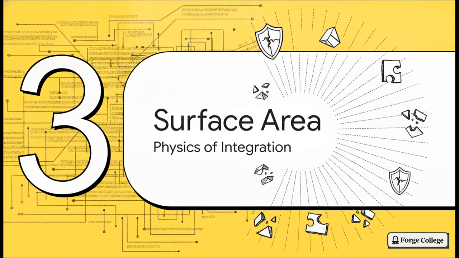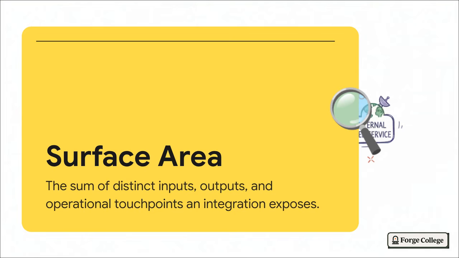Let's talk about the physics of integration. So whenever you expose your code to the wild, you are fundamentally increasing the total footprint of things that can potentially break. Surface area, by definition, is just the sum of distinct inputs, outputs, and operational touchpoints that an integration exposes. Every single RPC endpoint, every webhook, every CPI target, and every signed payload format, it all adds up. And the larger that surface area, the larger your attack surface.